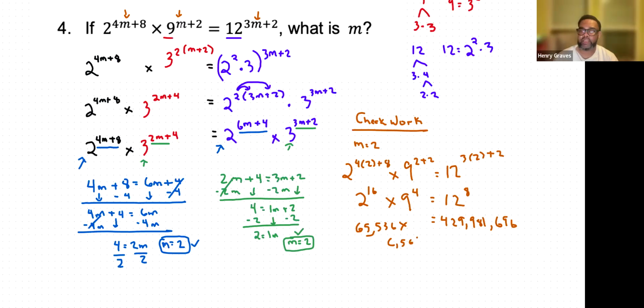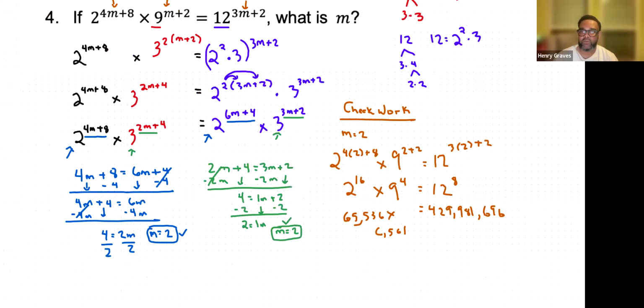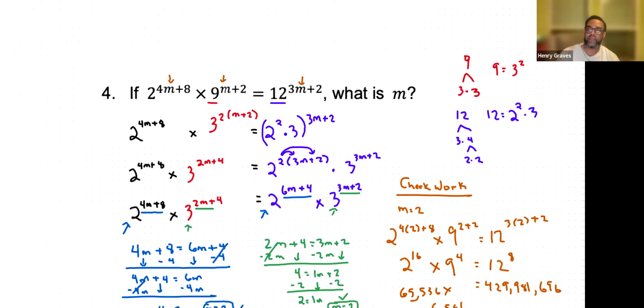And then I multiply that, I'm going to get the same answer on both sides. So from the left and the right, I'm going to have 429,981,696 equals the other side. So yes, I know I did my math correctly. So that's the first one there that I was looking at. So yes, our work checks out. So this is indeed true. M is equal to 2.